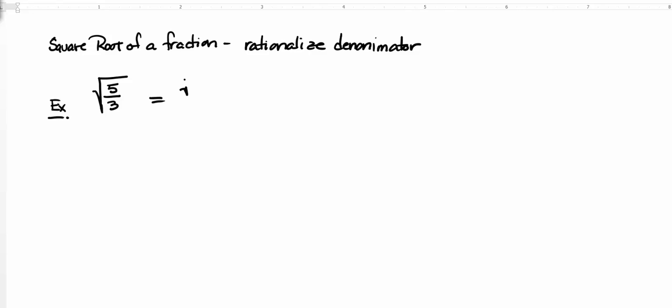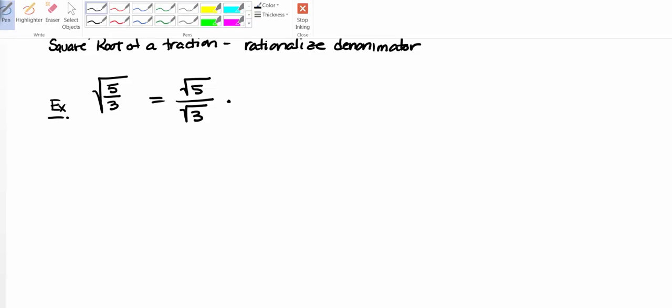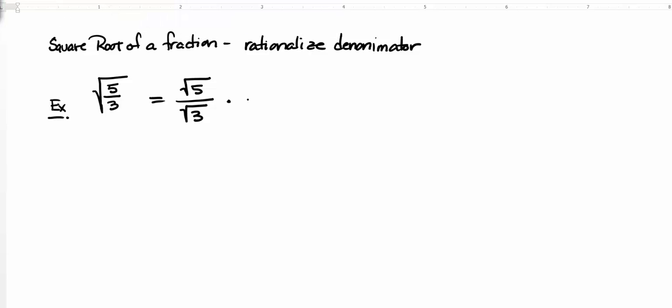So remember, we could break these up. This is like the square root of 5 over the square root of 3. Okay? And now I have a fraction with a square root in the denominator. Well, what do I need to do? I don't need to worry about the numerator. I simply need to make sure that the denominator no longer has a square root in it.